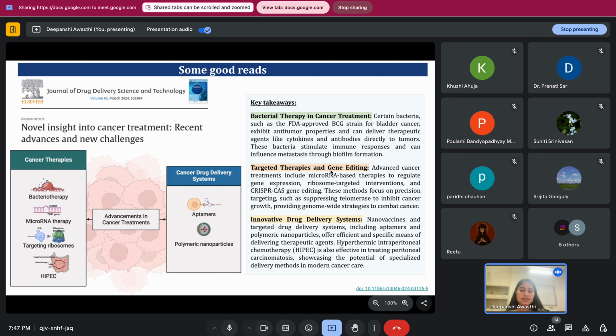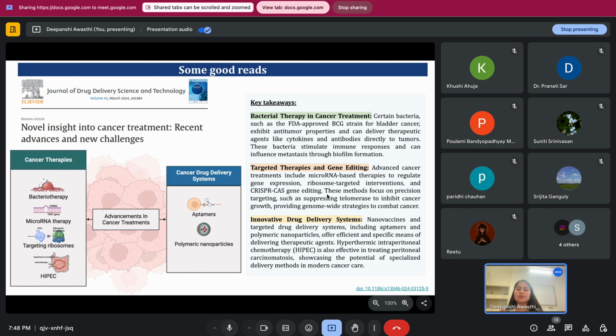Then the second is targeted therapies and gene editing, so advanced cancer treatments such as microRNA based therapies. If you know that a particular gene is responsible for cancer, you can silence that gene. You could knock it out, or you could do microRNA silencing to regulate its expression. You could target the ribosomes, or CRISPR-Cas9 gene editing could be performed so that you could regulate the expression of that protein. You could stop it or you could increase it, depending on what kind of gene it is.